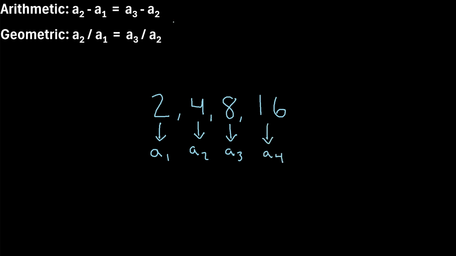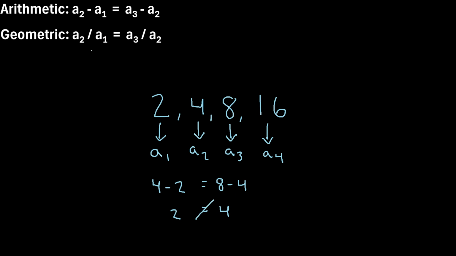Let's check if this is an arithmetic sequence by using the formula a2 minus a1. So a2 is 4 and a1 is 2, so we'll say 4 minus 2. We'll check if that's equal to a3 minus a2. So a3 is 8 and a2 is 4, so 8 minus 4. On the left-hand side, we get 4 minus 2, that's 2. On the right-hand side, we get 8 minus 4, that's 4. So these are not equal, and this is not an arithmetic sequence.